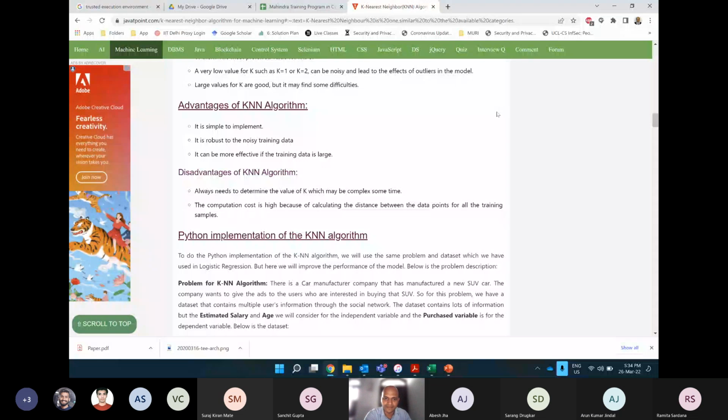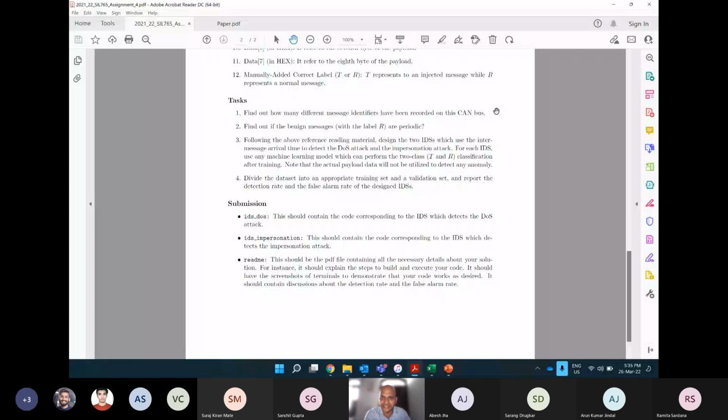What I have suggested is the simplest design: you plot the intermessage time for one message, you will see 2 clusters, and then you can use that for detecting the intrusion. That is probably the simplest design, but of course that design will not give very high accuracy. For higher accuracy, you have to be a little bit more innovative.